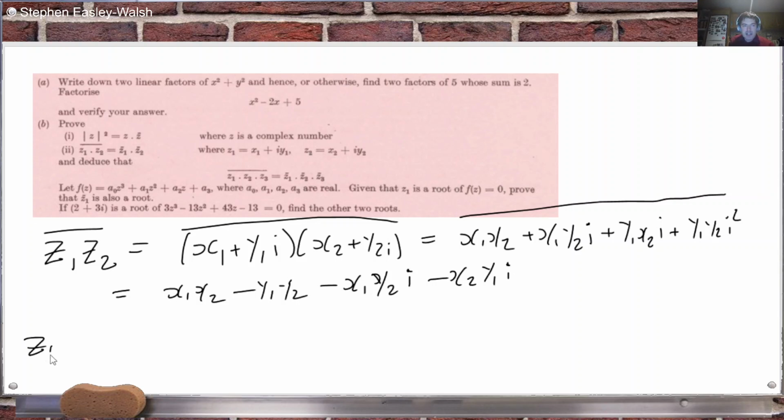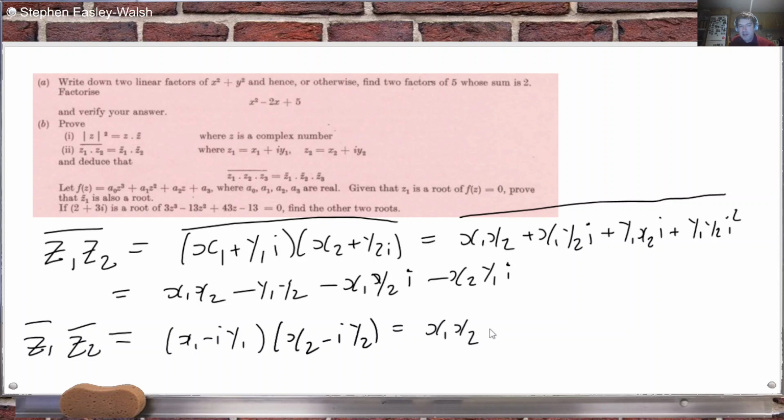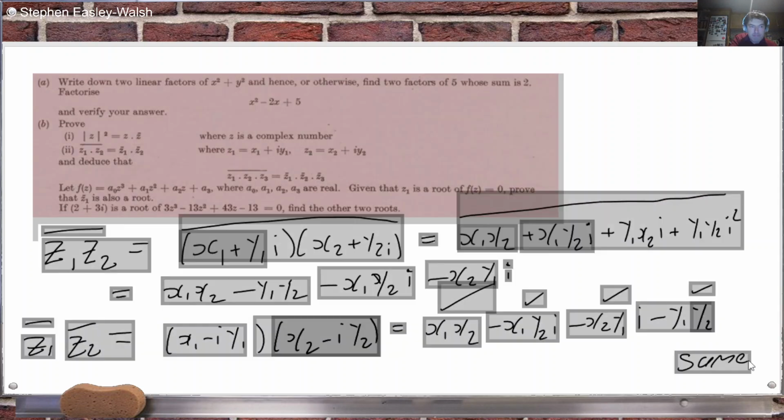And let's check what z1 conjugate times z2 conjugate is. That's x1 minus iy1 times x2 minus iy2. That would be x1 x2 minus x1 y2i minus x2 y1i, minus minus, so minus y1 y2. Yeah, x1 x2 minus y1 y2 minus x1 y2i minus x2 y1i. Yep, it's the same. Okay.